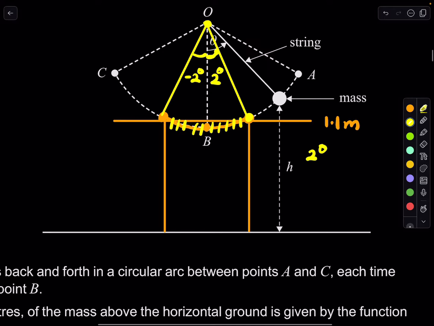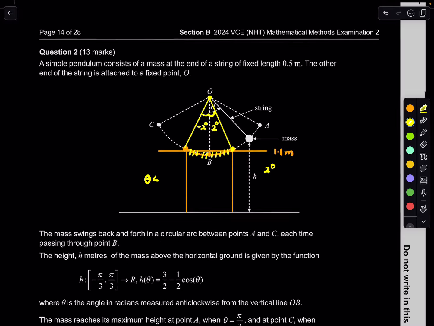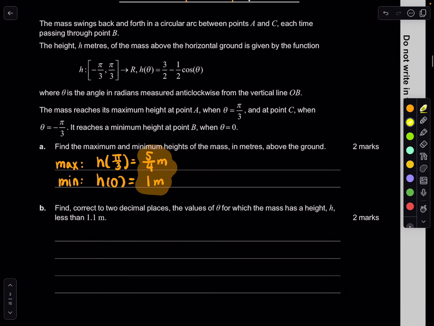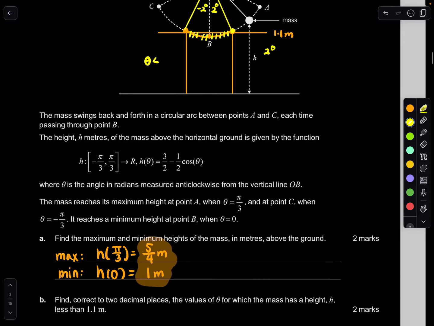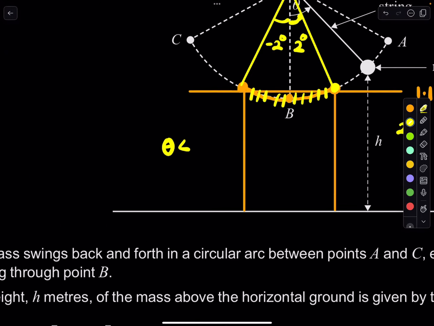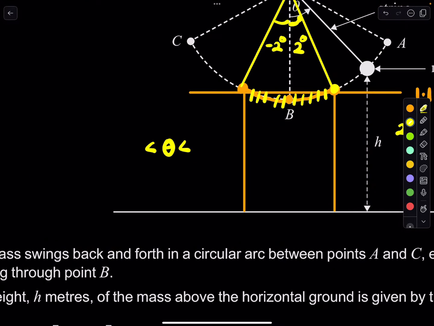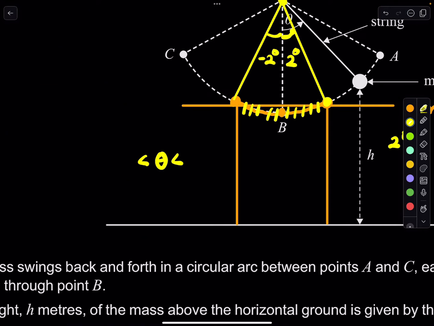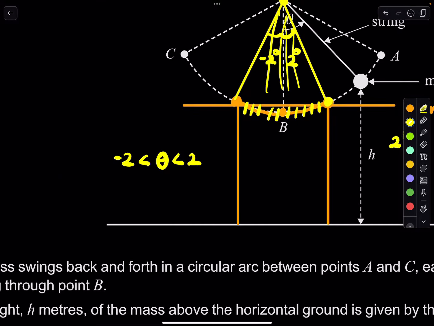And so basically, if you were trying to find the range, you would say theta is between... can they be equal, actually? Let's just check. So corrected, with the values for which the mass has a height less than 1.1, not equal. Be careful. Less than. So they cannot be equal to that. So theta will be between -2 and 2. These are the angles. So if theta is between any part here, then the height is going to be less than 1.1. But if the angle is outside, it's going to be greater than or equal to 1.1. I hope that makes sense.